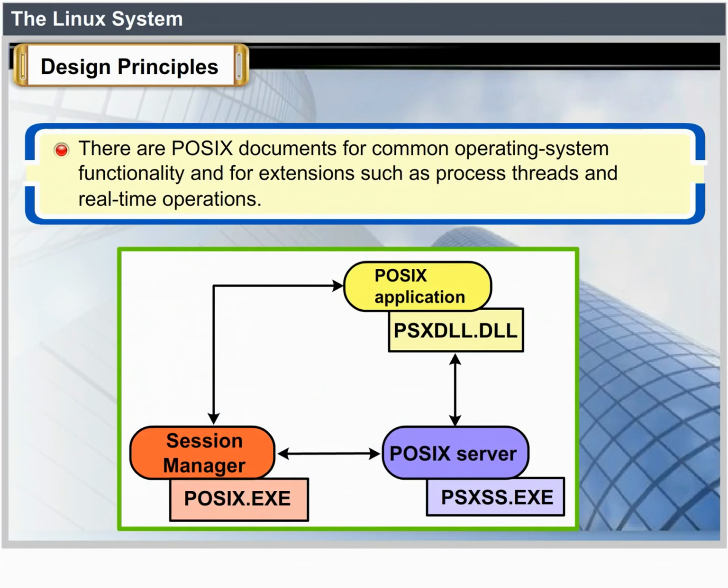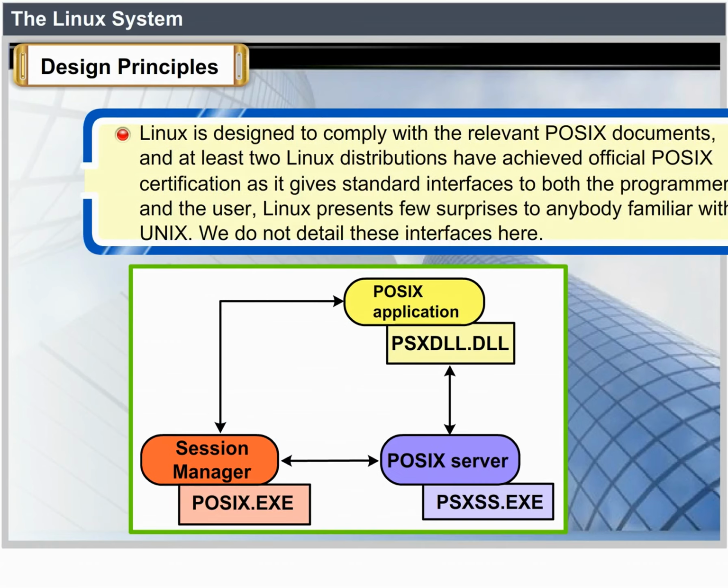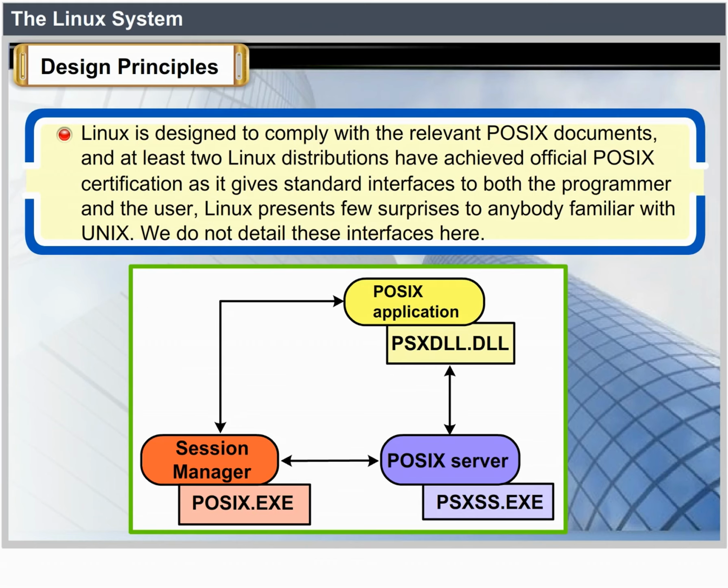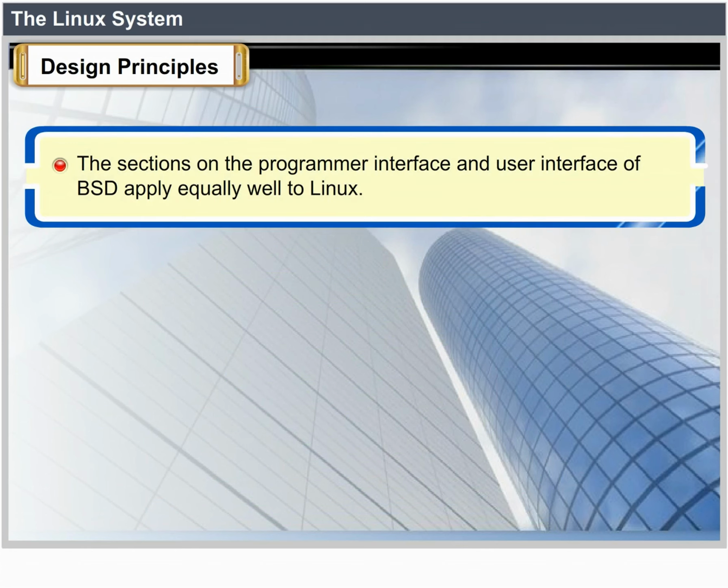There are POSIX documents for common operating system functionality and for extensions such as process threads and real-time operations. Linux is designed to comply with the relevant POSIX documents, and at least two Linux distributions have achieved official POSIX certification because it gives standard interfaces to both the programmer and the user. Linux presents few surprises to anybody familiar with Unix. We do not detail these interfaces here. The sections on the programmer interface and user interface of BSD apply equally well to Linux.